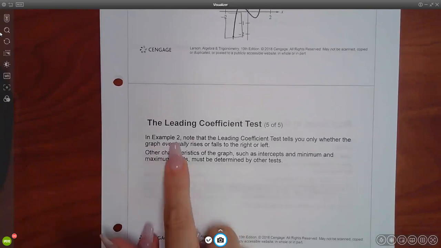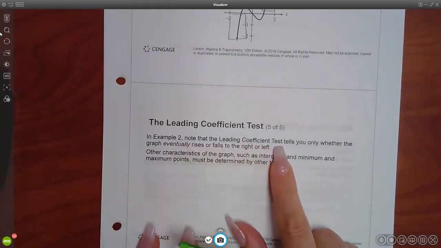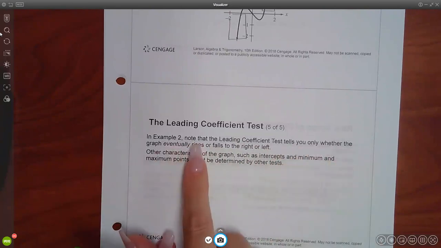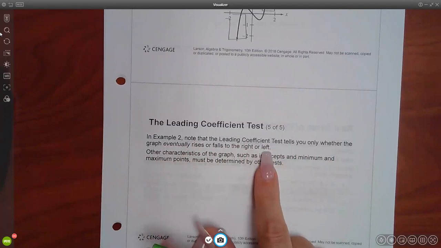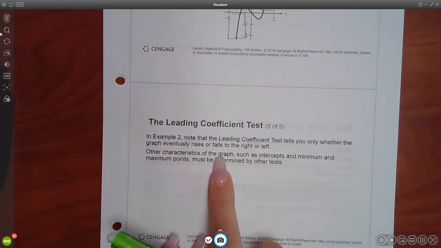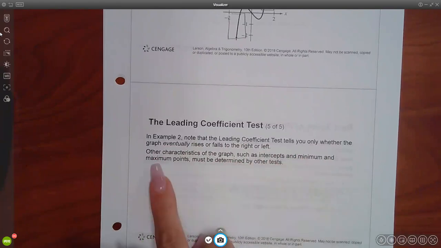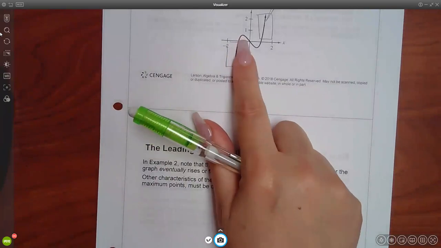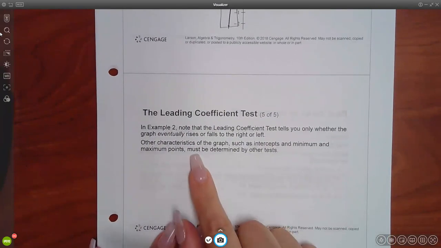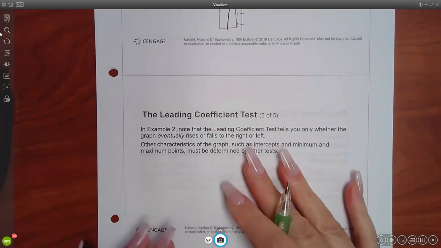So it says in example two, note that the leading coefficient test tells you only whether the graph eventually rises or falls to the right or the left. It doesn't tell you what's happening in the middle, okay? Other characteristics of the graph, such as the intercepts and the minimums and maximums, so how high does it go, how low does it go, those are the mins and the maxes. Those have to be determined by other means. We don't know that just yet.